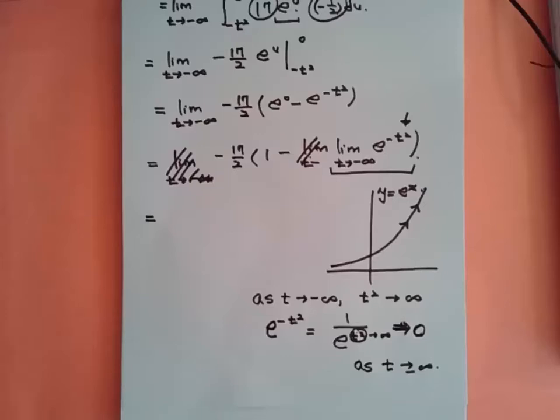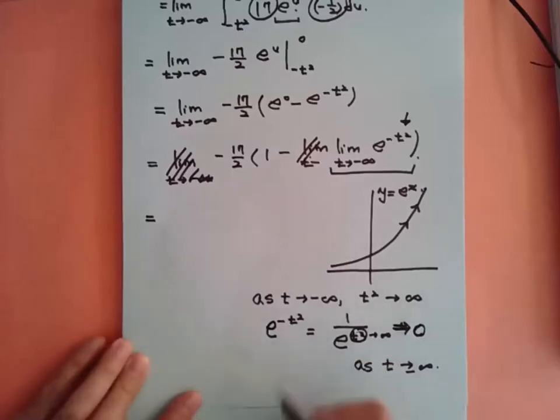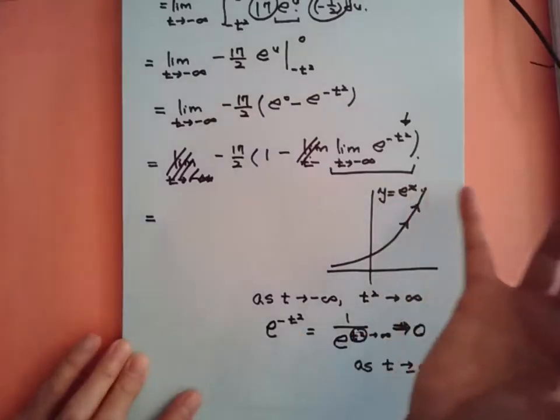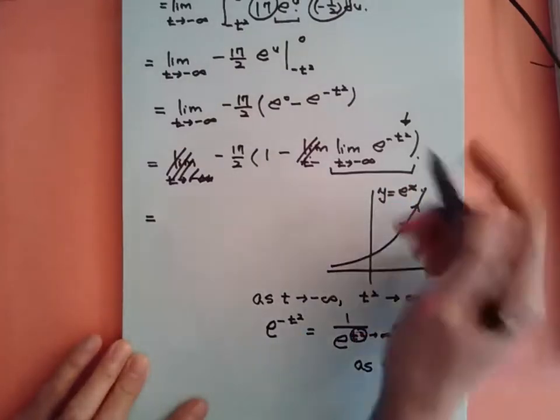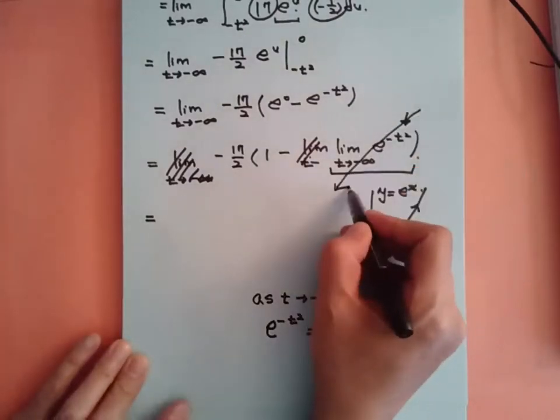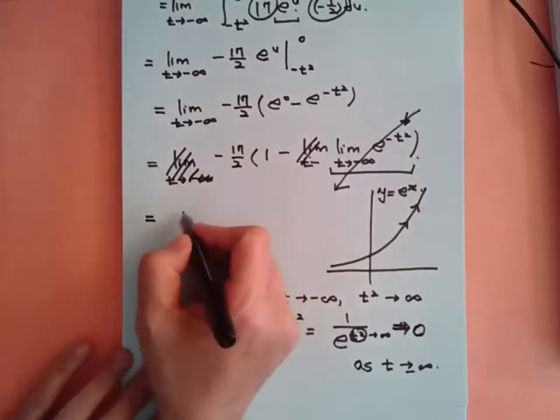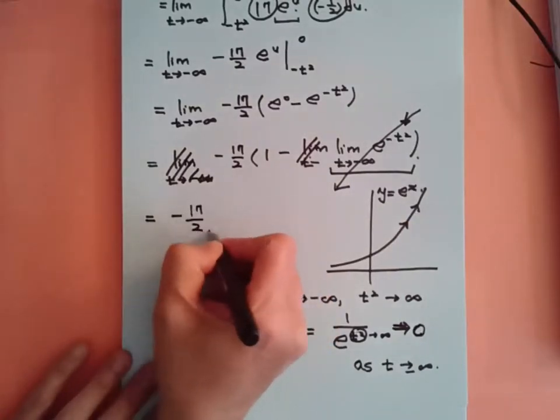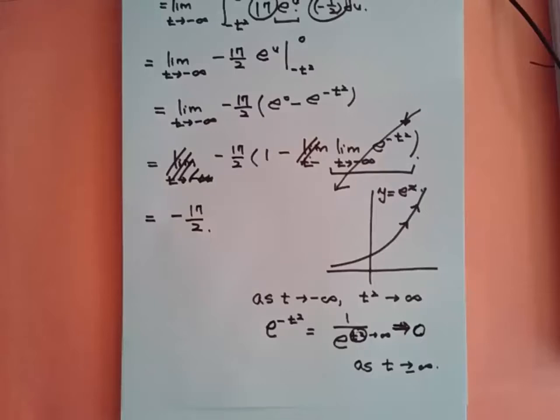Let's continue. What does that mean? As t goes to minus infinity, e to the minus t squared will go to 0. And so this term will vanish, right? And so we have minus 17 over 2. Any question?